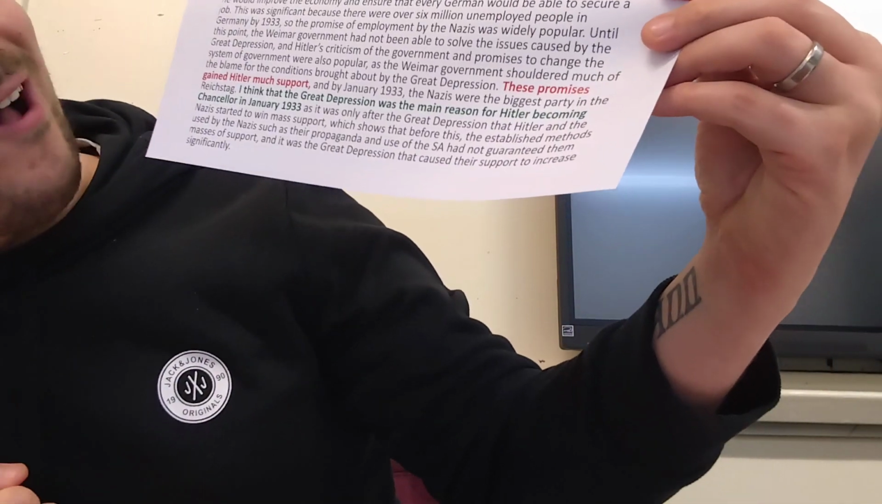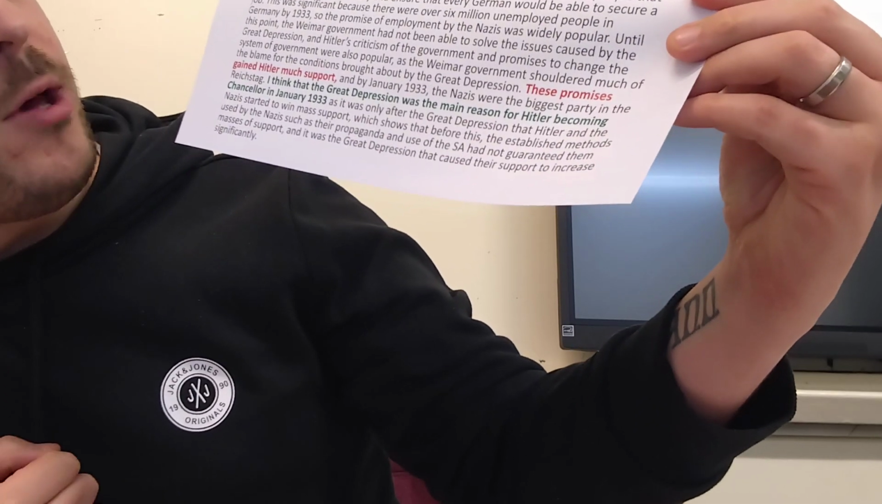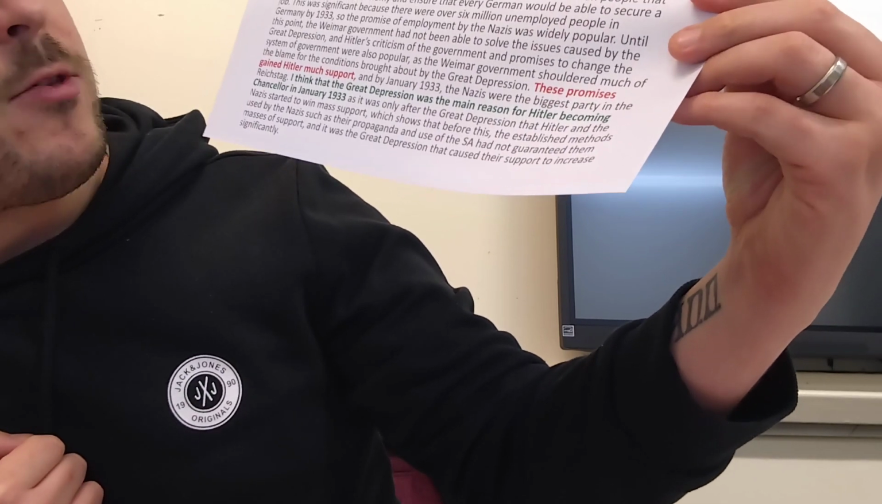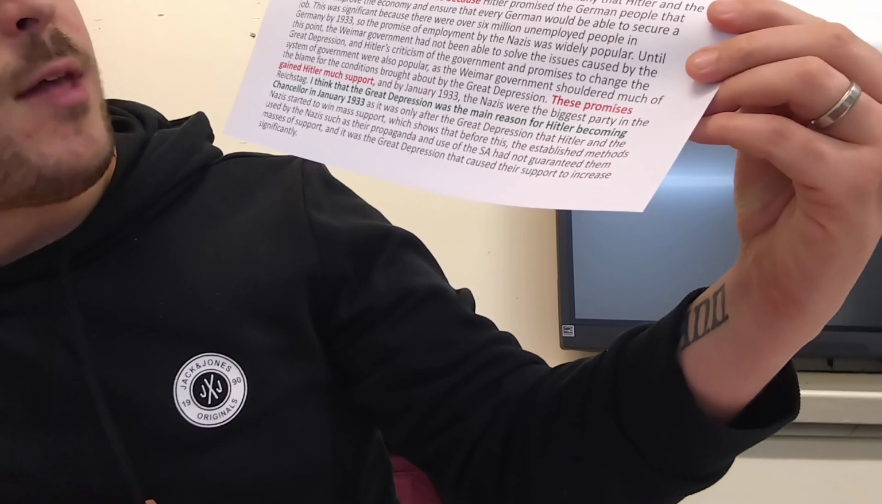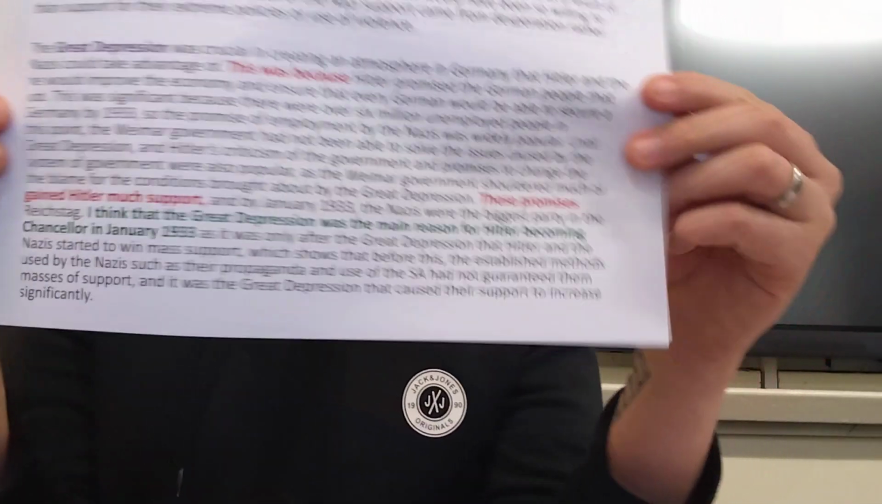to read backwards, so I think that the Great Depression was the main reason for Hitler becoming Chancellor in January 1933. It was only after the Great Depression that Hitler and the Nazis started to win mass support, which shows that before this, the established methods used by the Nazis, such as their propaganda and use of the essay, had not guaranteed them masses of support, and it was the Great Depression that caused their support to increase significantly.